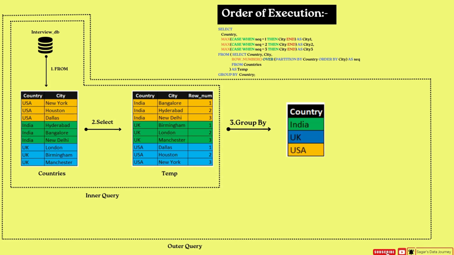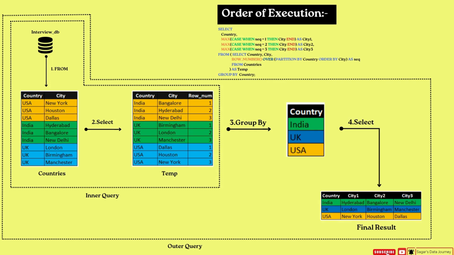Next, the group by clause will group the result by countries. Finally, the select clause will create three new columns using a max function and case statement to store the cities under their respective countries. So this is how this query will execute step by step.